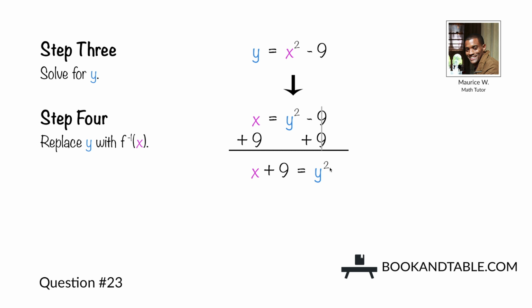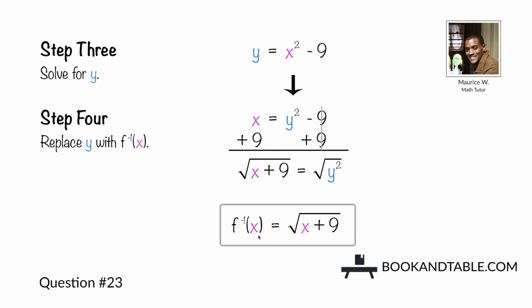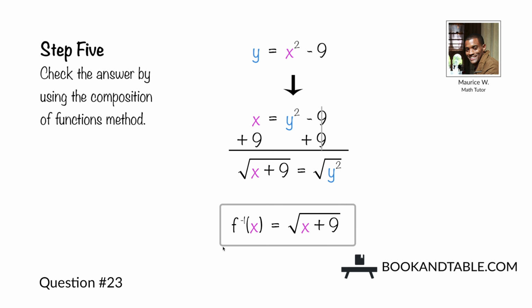And now to remove this exponent of 2, we want to take the square root of both sides. So the square root of y squared is y, and that's equal to the square root of x plus 9. And now that we've solved for y, we want to replace this y with the inverse of f. So we find that the inverse function is equal to the square root of x plus 9. And we can test this by using the composition of functions method.